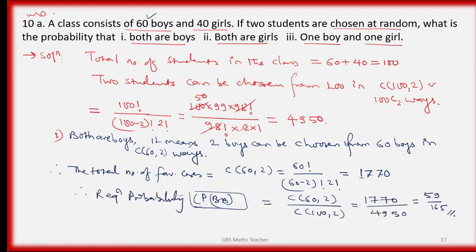This is the case of both boys. I have done it in detail. You find the total number of boys; in our language this is m, and the total number of ways is n, and the required probability is m by n. This is the first case.